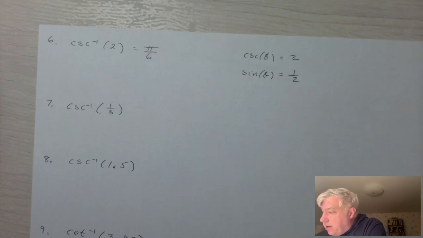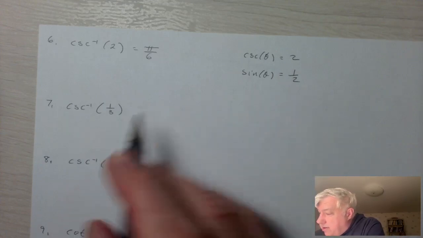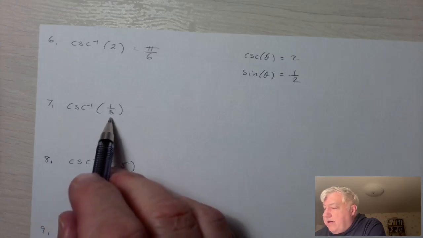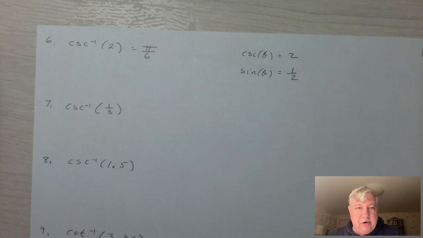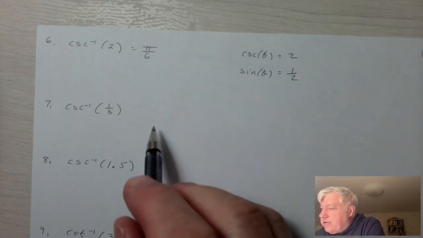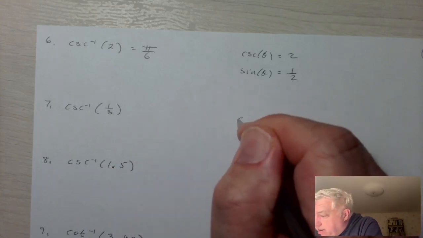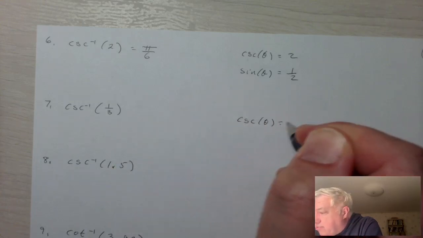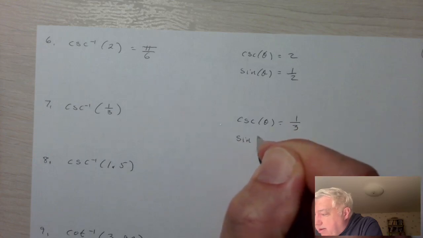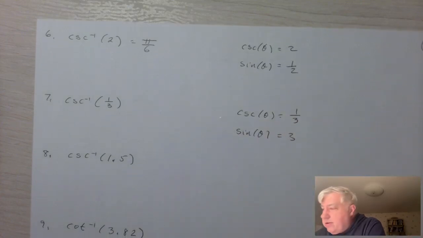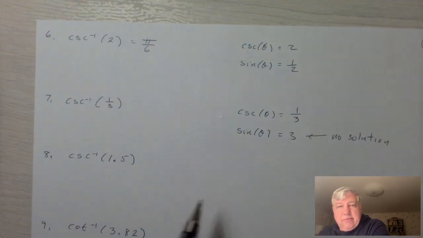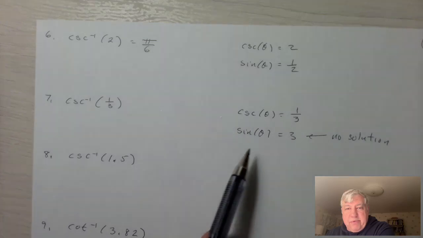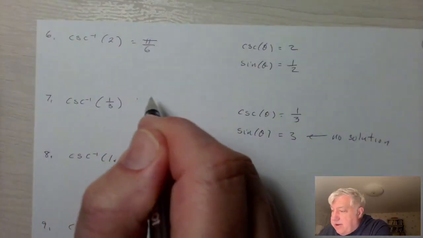Now, the inverse cosecant of 1/3. 1/3 is between negative 1 and 1, so this should be undefined. We can see that if we try to do it the other way and write cosecant of theta equals 1/3, so sine of theta equals 3. Obviously there's no solution here, because the sine is always between 1 and negative 1. So this is undefined.